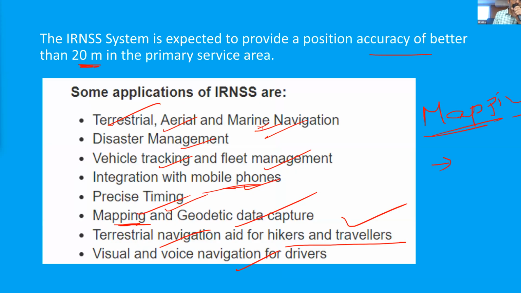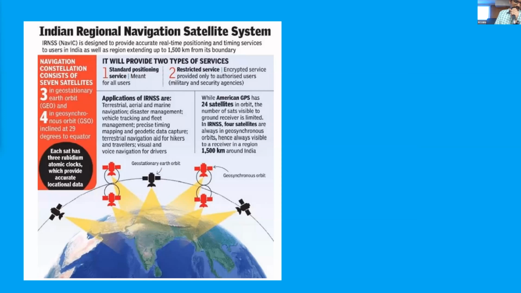These are brief applications directly from the ISRO website. I have taken this snapshot. These are the ways in which we can use this NAVIC. Now coming to India's NAVIC system, how it is being established, they have used 7 satellites.